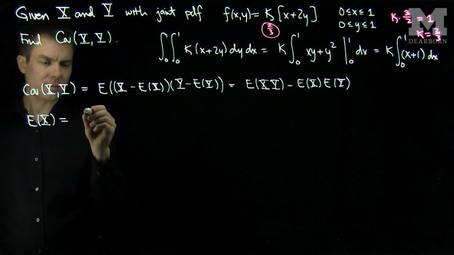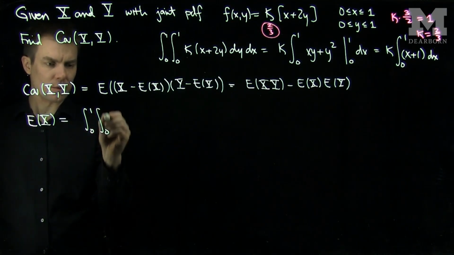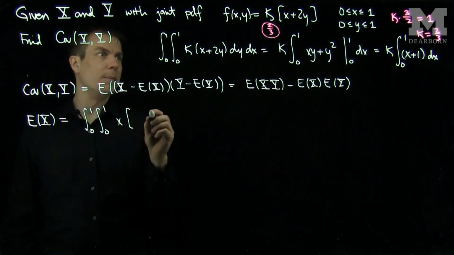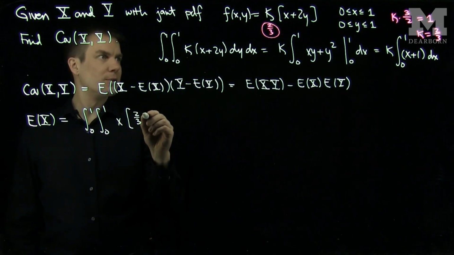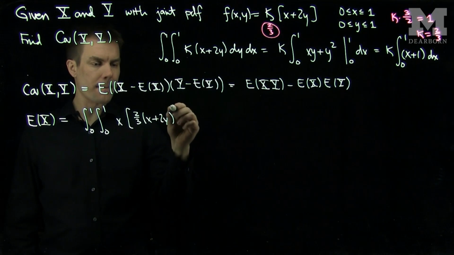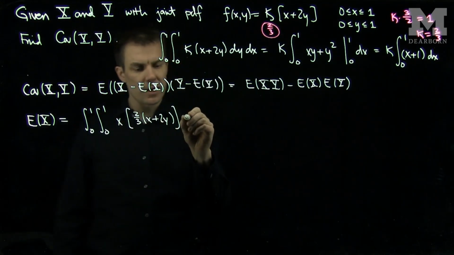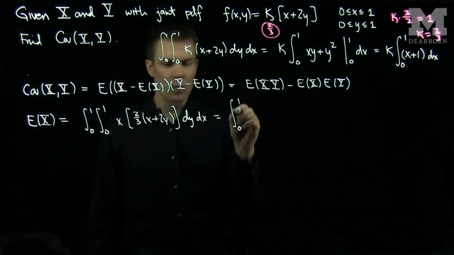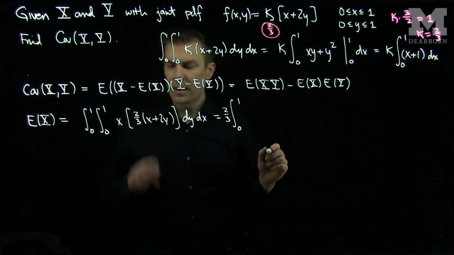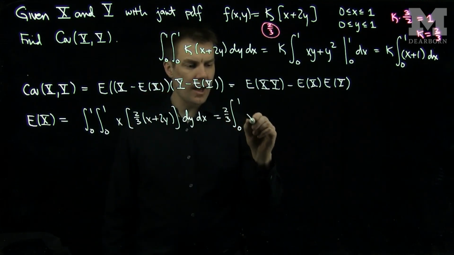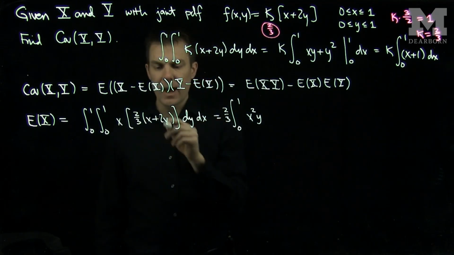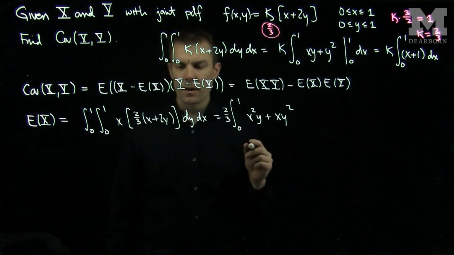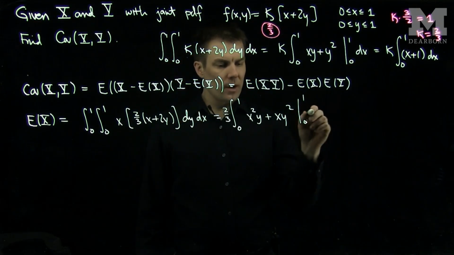The expected value of x is the integral from 0 to 1, the integral from 0 to 1. And since I'm doing the expected value of x, I put an x here and then the PDF. And the PDF we found to be 2/3 times the quantity x plus 2y. And we can do a dy dx or dx dy, doesn't matter. We'll do a dy dx. So this will be the integral from 0 to 1. I'll pull that 2/3 out of the integral. And then I'll have an x squared with respect to y. That'll be x squared times y. Then I'll have an x times 2y. That will give me an x times y squared. And then y goes between 0 and 1. And then I'll do a dx.